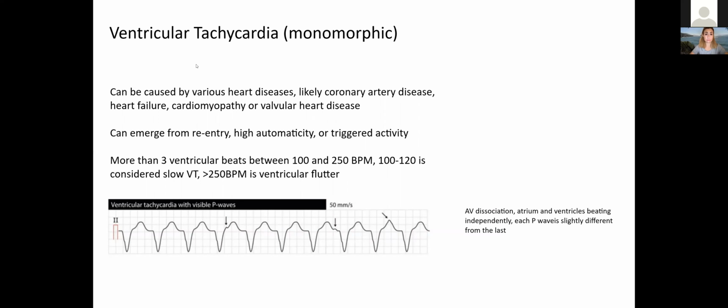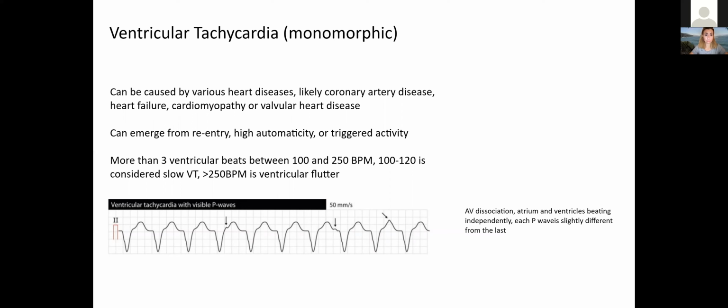And for the last slide, ventricular tachycardia. This is an example here of a monomorphic form. It can be caused by various heart diseases, primarily coronary artery disease, heart failure, cardiomyopathy, or valvular heart disease. It can emerge from re-entry, high automaticity, or triggered activity.